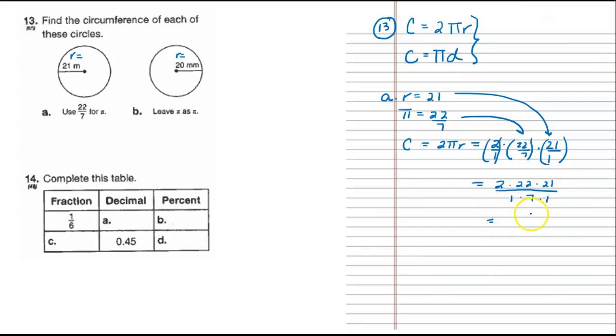Let me plug that into my handy dandy calculator. So I get 924 divided by 7. Again, this looks like this. If you need to see it a different way, these are the same. Divided by 7, the answer is 132. Okay, I'm going to erase this and do B.